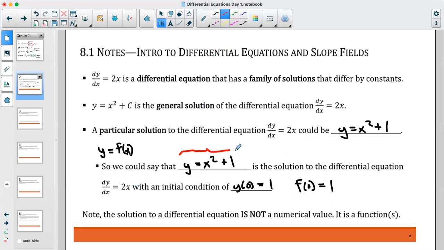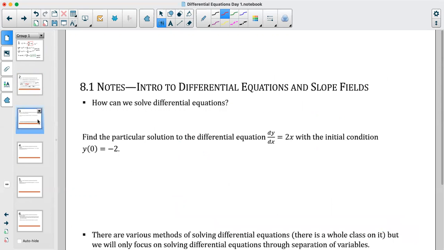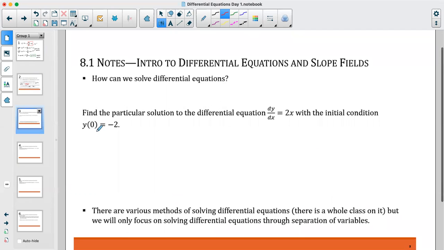When x is 0, if x is 0, then y is 1. Because when x is 0, y equals 1. And so, right, solutions to differential equations are not numbers. We're kind of used to, in our general algebraic equations, you solve for x or something, and that's the answer. But in this case, the answer is a function, y equals x squared plus 1. So how can we solve them?